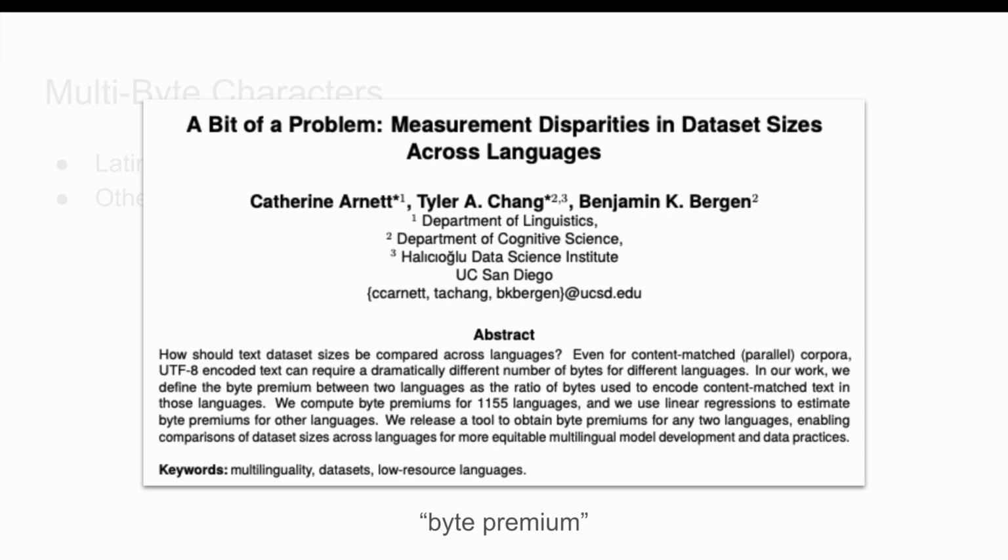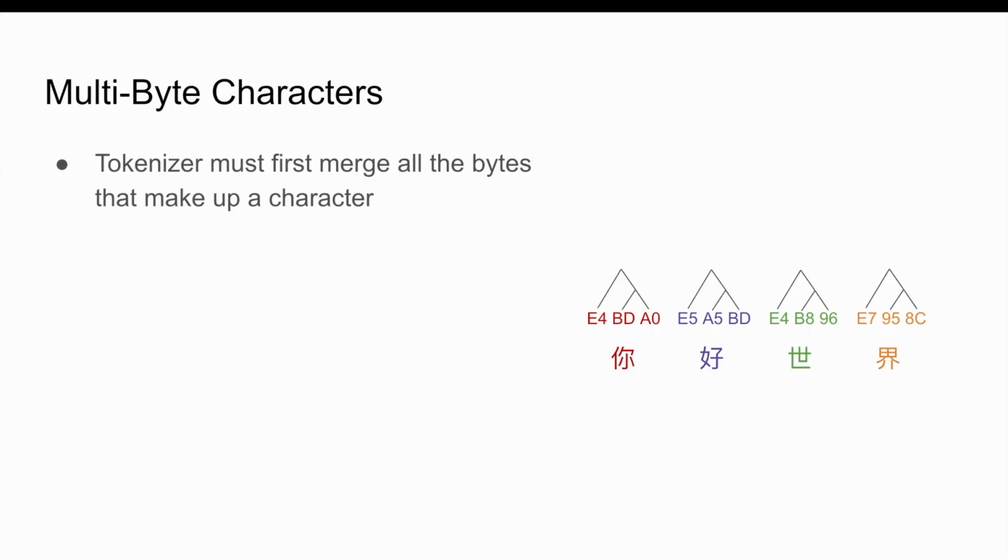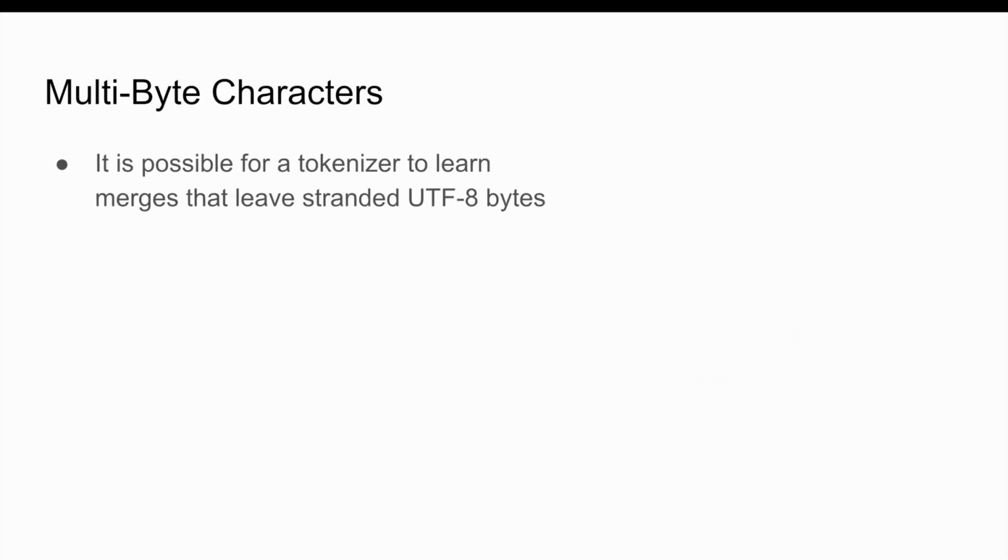I refer to this as a byte premium effect, which was in this paper from earlier last year. A BPE tokenizer, in order to handle these multi-byte characters, can't just merge two whole characters. It must first take the bytes and learn merges between all of the bytes to make up the characters, and then you can have multi-character tokens that are merged from there.